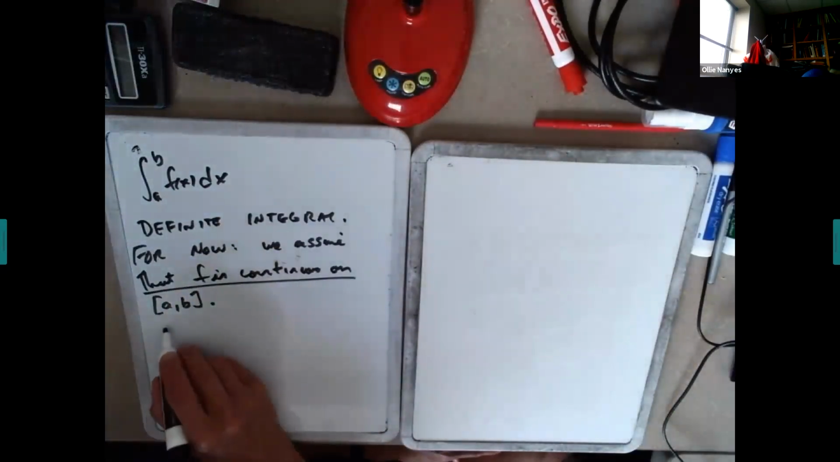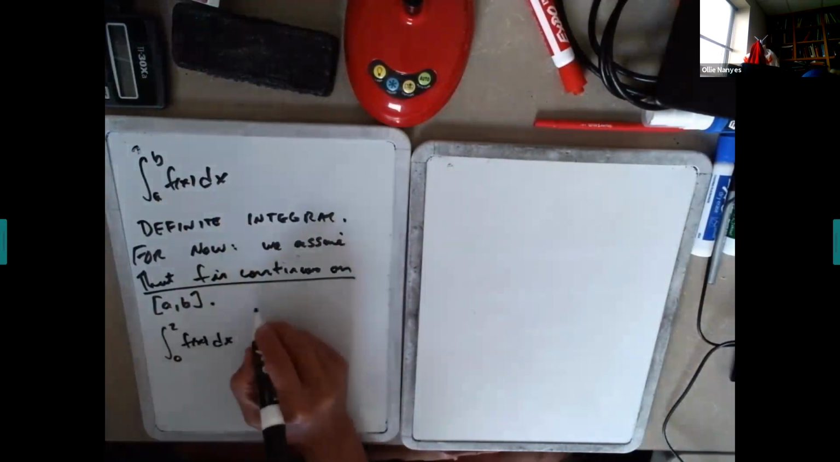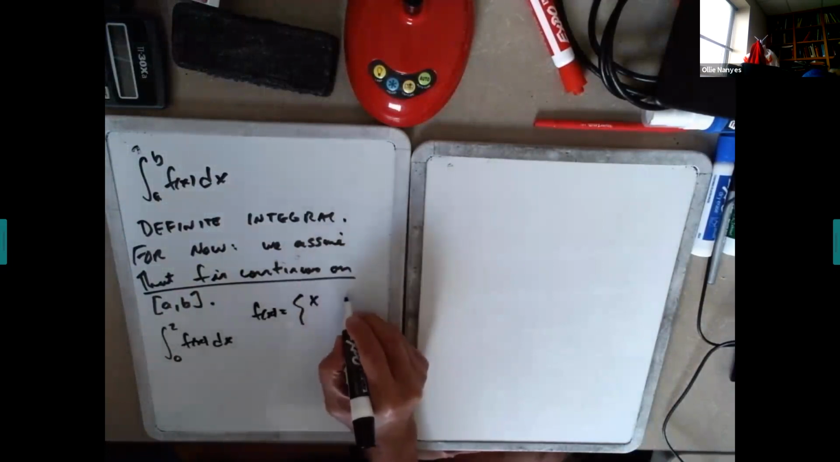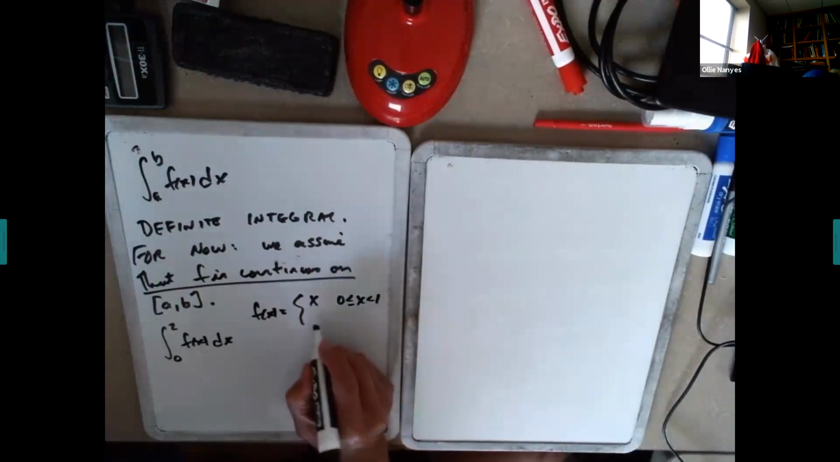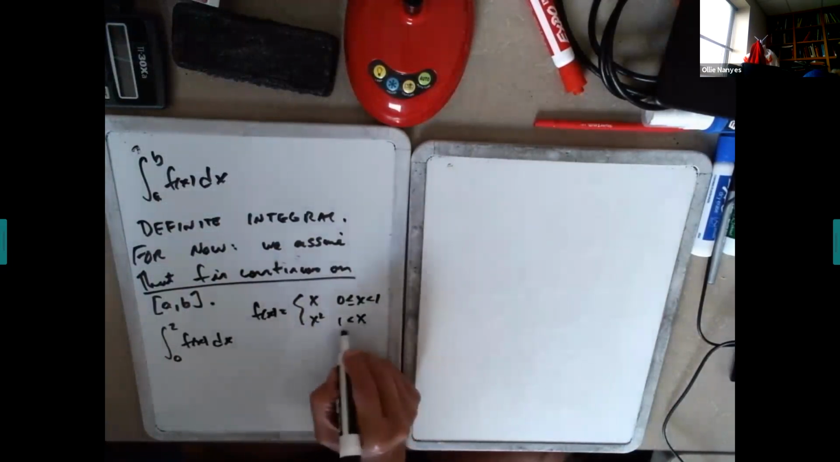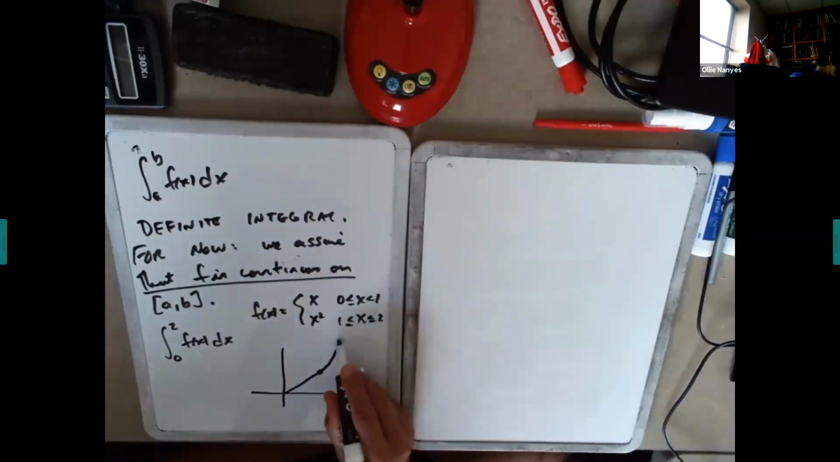For example, if you integrated the function, let's say from 0 to 2, where f of x is going to be x from 0 to 1, and let's say x squared after that. If you drew a graph of that, the function would go like here, and then you'd have this.